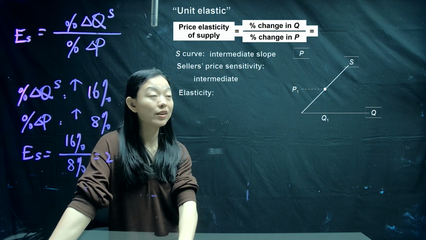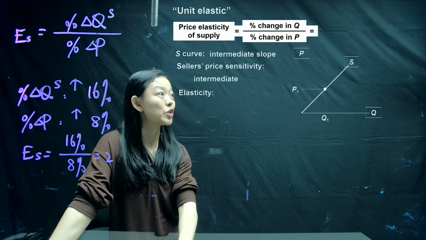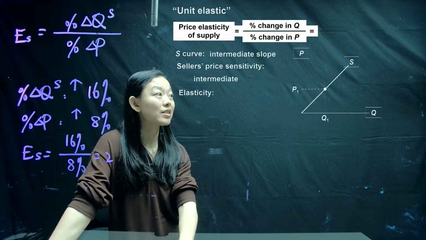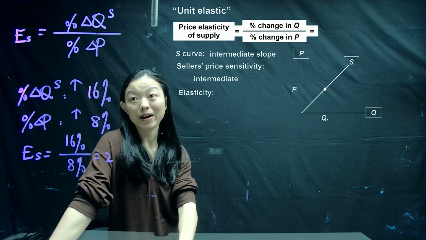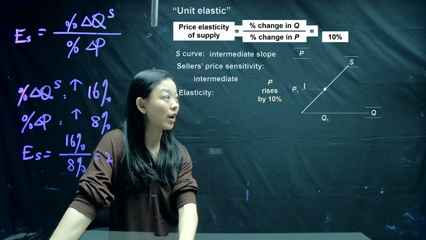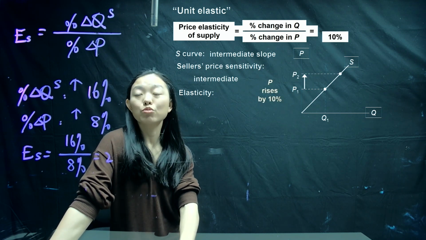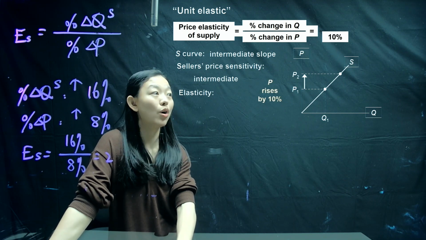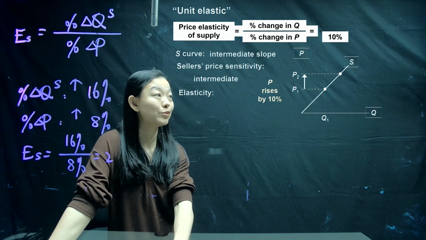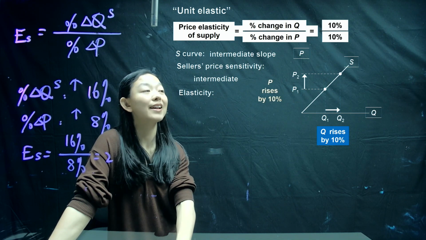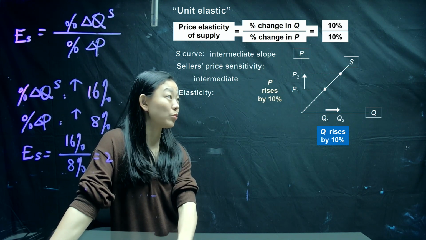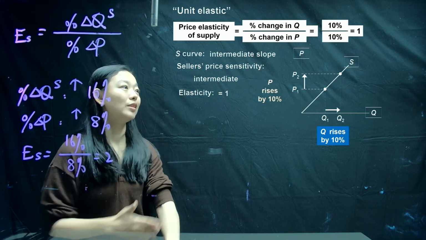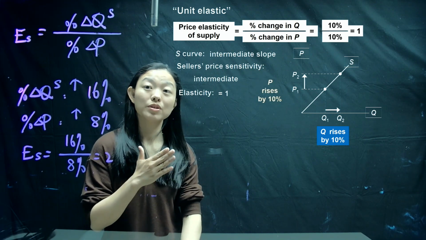Now move on to the third case. We call this one unit elastic. Unit elastic is very special because the percentage change in quantity supplied and the percentage change in price are exactly the same. Both equal 10%. Therefore, the elasticity equals 1. This is the third special supply curve.